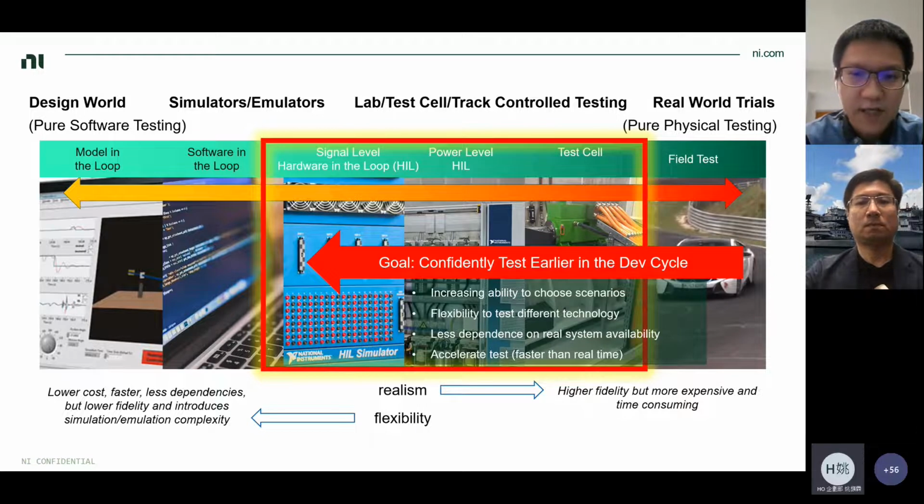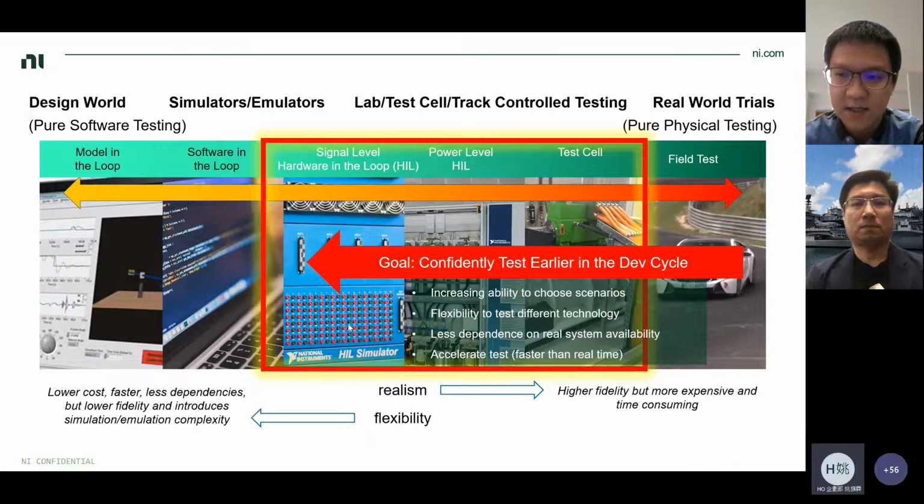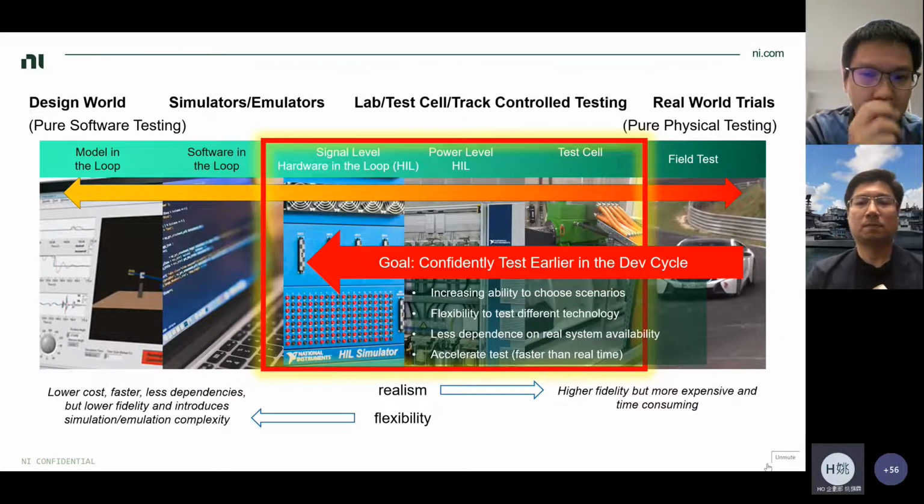Next, I will invite our HIL engineer Jindo to introduce more about the HIL system and our platform to you, and our topic. I pass to you, Jindo.